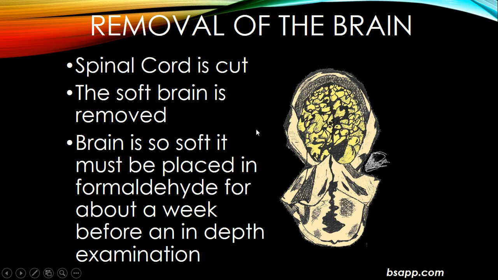Then the spinal cord is going to be cut, the soft brain is removed, and the brain is so soft that it's going to need to be preserved. So the pig's brain that we're going to work with is already preserved, and it is still incredibly soft and very difficult to remove. So it's important that you have a large enough opening in the skull to be able to gently lift it and then preserve it for about a week before you would be able to do the in-depth exam of measuring it and doing cross sections.